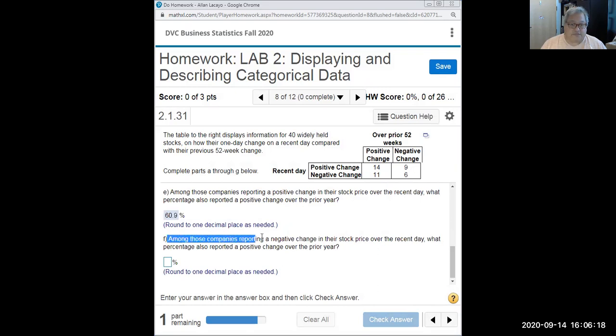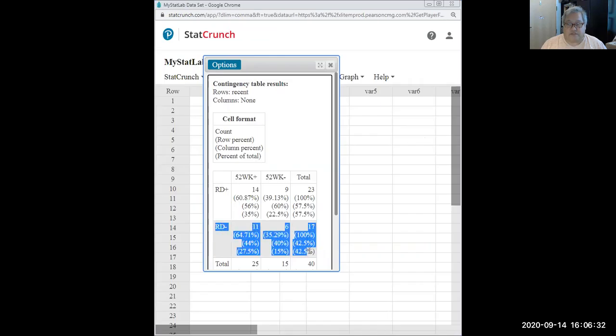The next question and last part says that if you look at the companies that have had a negative change over a recent day, what percentage also reported a positive change in the prior year? So among these negative change stocks, among these 17 stocks, which ones had a positive change in the prior year? The answer is these 11 out of these 17, for a percentage of 64.71%, or since they want it in 1 decimal format, 64.7. So I'm going to take that 64.7 and put it in as the answer to the question.